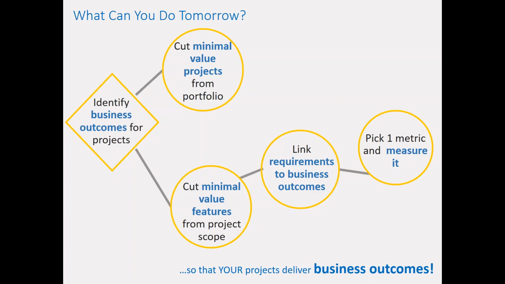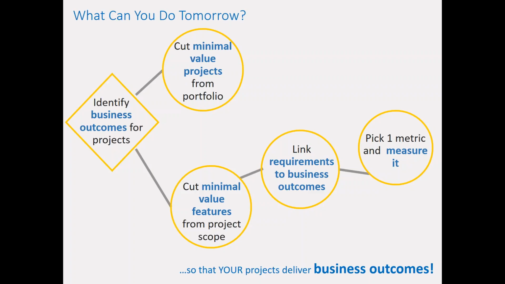But on the second path at the bottom, once I understand what my outcomes are in my given project, within a project, I want you to figure out, can you cut any minimum valuable features out of your project scope? Next, literally try and trace your requirements back to your outcomes. It could be the feature level, it could be the requirement level, but individually, can you say how your requirements support the outcomes? And if you can't, you should question whether you need those requirements or not.